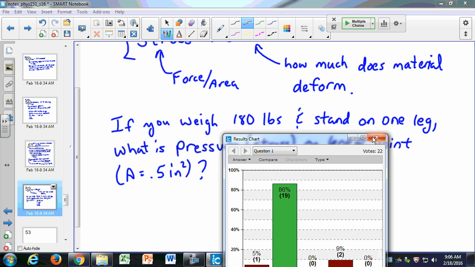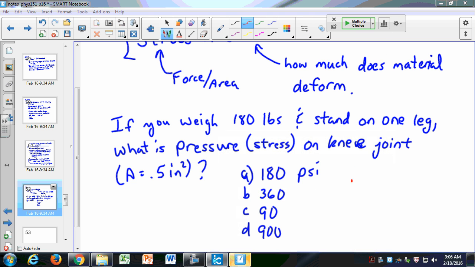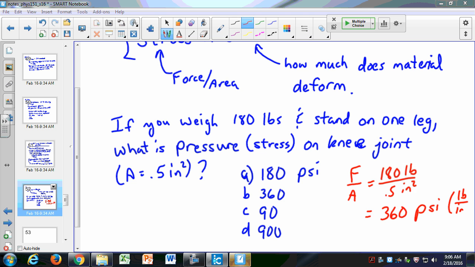Okay, awesome. B is right. This is just force per unit area, F over A. 180 pounds is the total force that actually acts on that knee joint. If you're standing on two legs, you get half that because it's split between the two legs. And then the area is half a square inch. And you get 360 PSI, pounds per square inch, or we could write it more correctly, pounds over inches squared. Right, that's the end for that chapter.